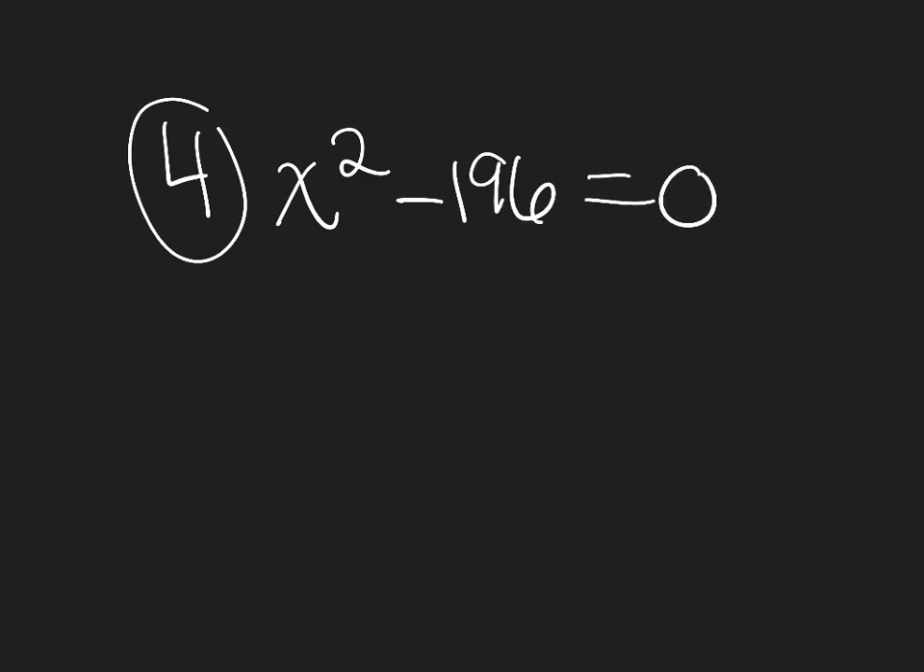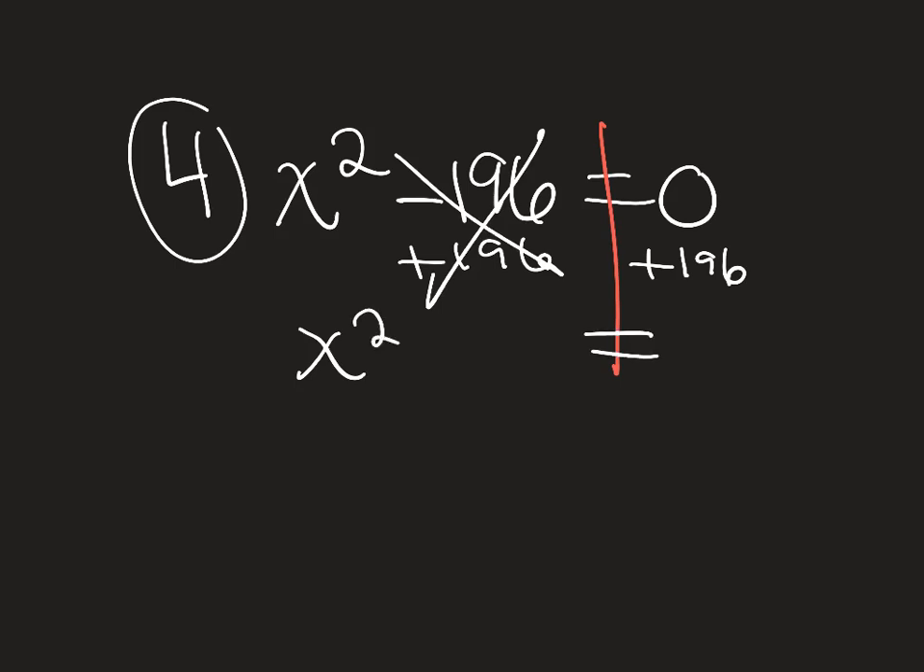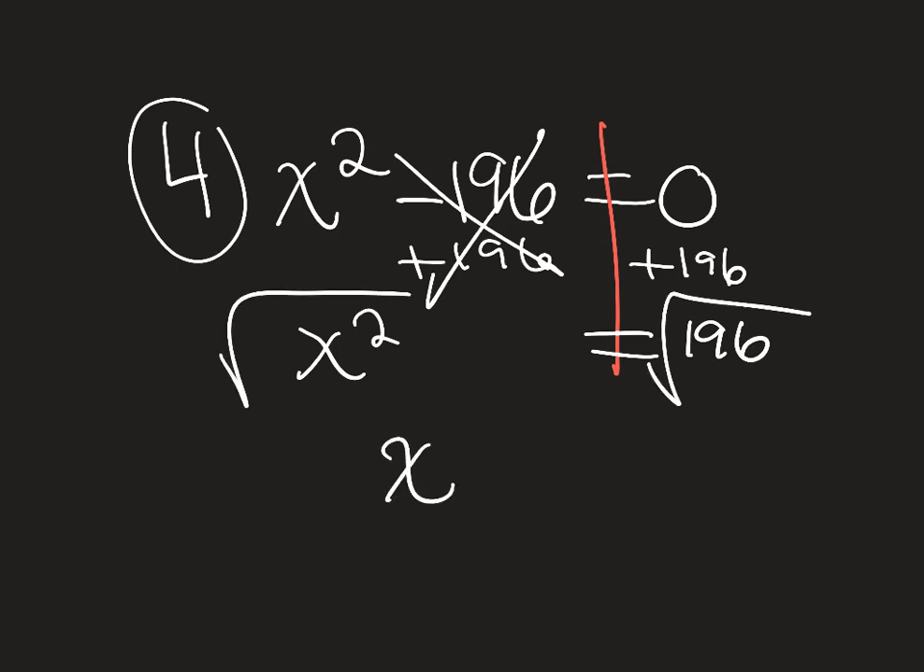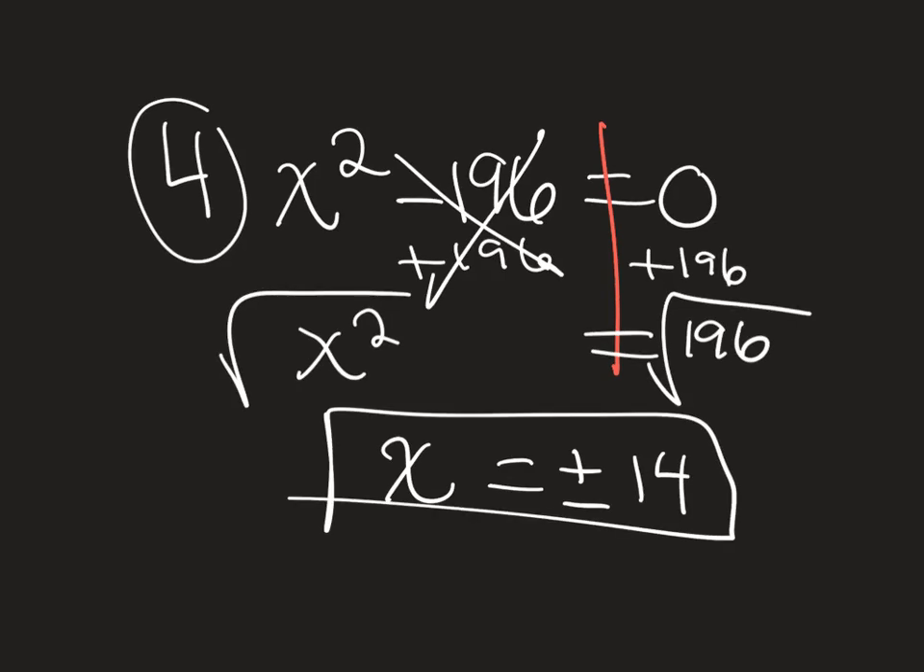Let's try number 4. x squared minus 196 equals 0. We have to make the x squared by itself. So draw your line. We're going to add 196 and add 196. These cancel out. x squared is going to equal 196. And then to undo the square, you're going to square root and square root. And you can use your calculator. The square root of 196 is 14, and then we're going to put our plus and minus in the front. You guys got this.